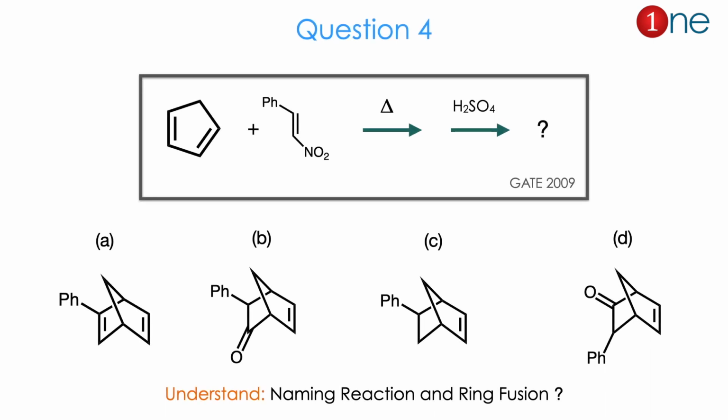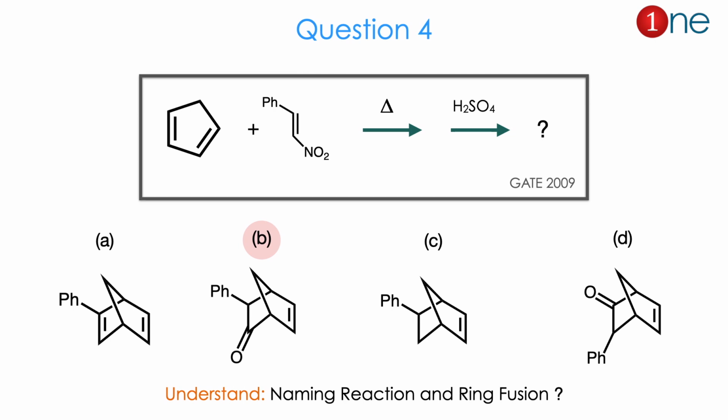Then question number 4. The starting material you have is cyclopentadiene, which is reacting with an alkene that contains a phenyl and a nitro group. You are heating it and you are adding sulfuric acid. Here 4 products are given, 4 bicyclic systems, but the position of phenyl and carbonyl is the real question here. NO2 has vanished from the system. So the CO position, Ph position and another alkene formation. So from the nitro group and sulfuric acid you might guess it's a named reaction and definitely ring fusion has occurred there. The answer is B.